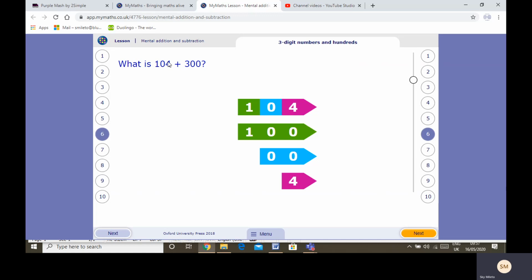Here, we know that the 0 and the 4 are going to stay the same. The 10s and the 1s are staying the same, but we've got 300 to be added to the 100. Here, we can change it by adding it like this. 300, because we're adding the 100s, would be 404.